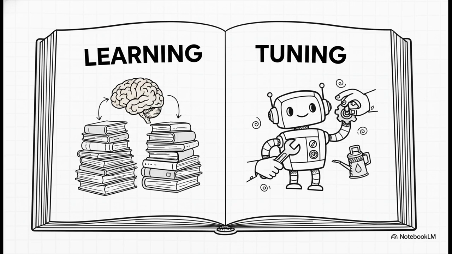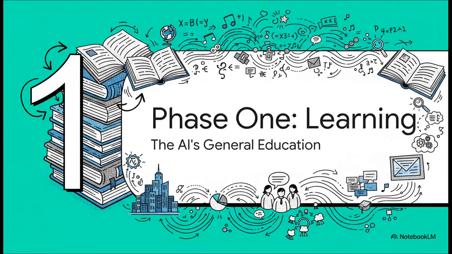Yep, that's it. The recipe has just two main parts. First, there's a learning phase, where the model essentially swallows a library the size of the internet. And second, there's a tuning phase, where it learns how to actually be a helpful assistant. That's the whole idea. Learn first, then tune. Okay, let's start with phase one, learning.